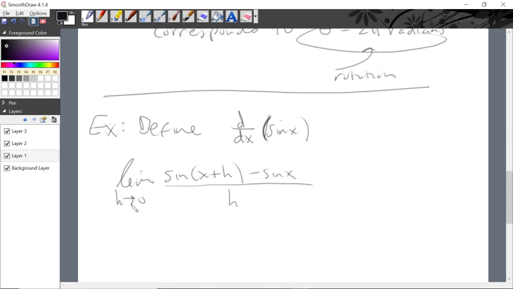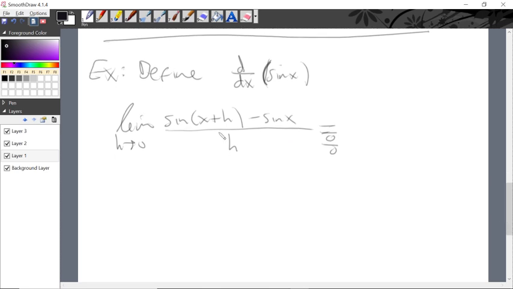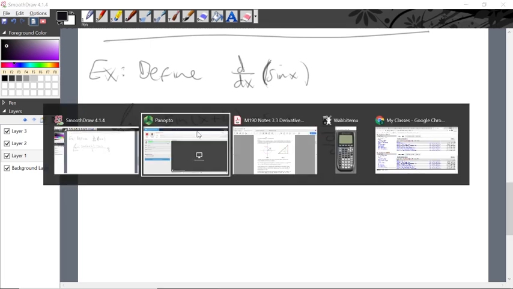And of course, if we try to plug 0 into this for h, we're going to get 0 over 0 in indeterminate form, right? Now, how do we evaluate this indeterminate form? We can't factor this. This is not polynomial. We're not going to be using a conjugate here either because we're not looking at square roots. So what can we do? Well, we have a sine of a sum right here, right? Let's try expanding the sine of a sum.